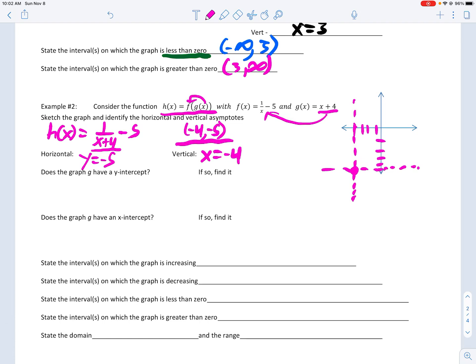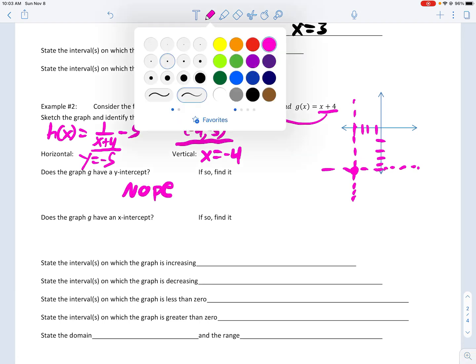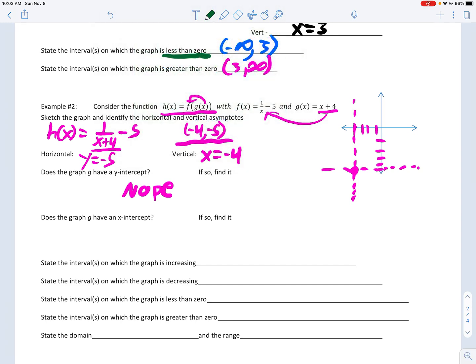Okay. So now it's asking, does the graph have a y-intercept? Nope. And how do I know that? Well, I know my other special points are 1 to the right and up 1, 1 to the left and down 1. So the graph does this. The graph does that. So it does have an actual y-intercept. So we can't always make that assumption until we sketch our graph.